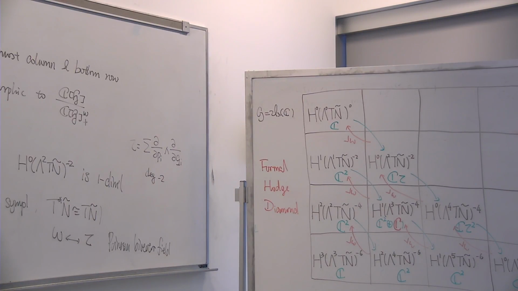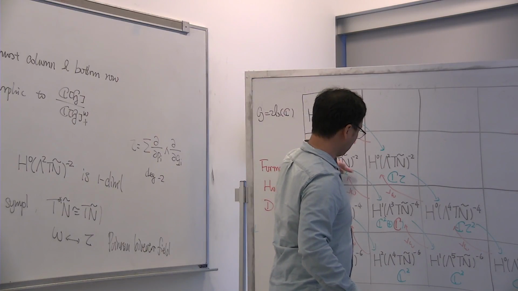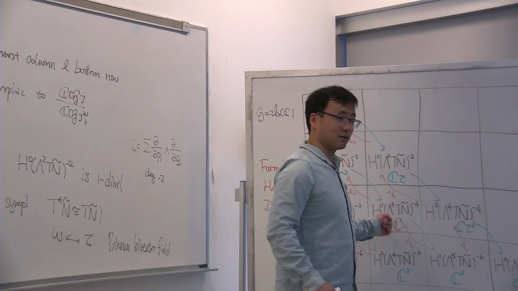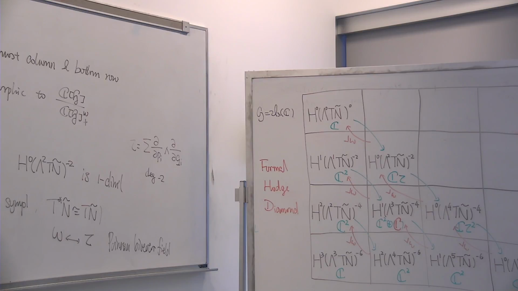The second diagonal. This one? Yeah. It's just a bunch of three-dimensional representations plus a one-dimensional representation. Two copies. Two three-dimensionals, two adjoint representations and one trivial representation. Yeah.